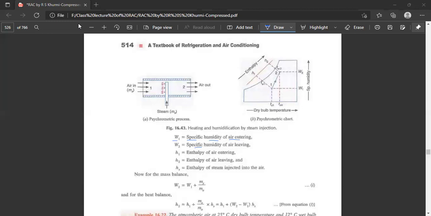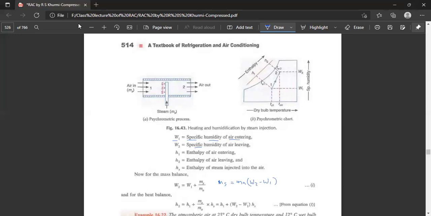Now, for the mass balance, we know W2 minus W1 is equal to Ms, the mass of the steam, divided by Ma, the mass of the air. So the mass of the steam is equal to the mass of the air multiplied by the difference between the specific humidities. This is the amount of moisture present per kg after the humidification minus the amount of moisture present per kg before the humidification, multiplied by the mass of the air coming in.